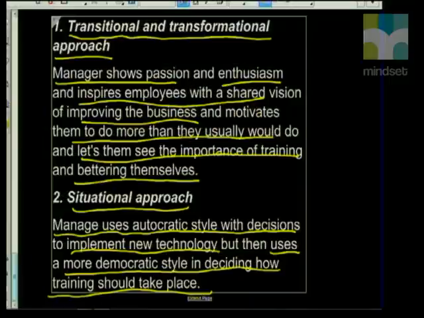So in this situation, you're going to go with autocratic to get what you need done first. And then when it gets to deciding how the training should take place, you're going to go for a more democratic style, which will, in two different ways, get two different reactions. So that was question one, looking at leadership and management.